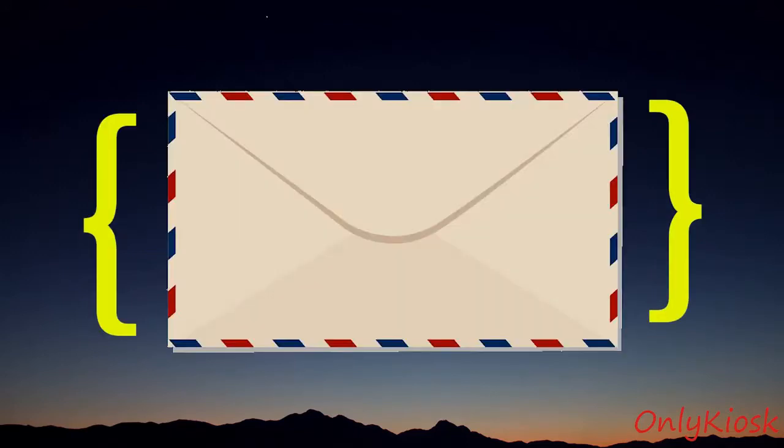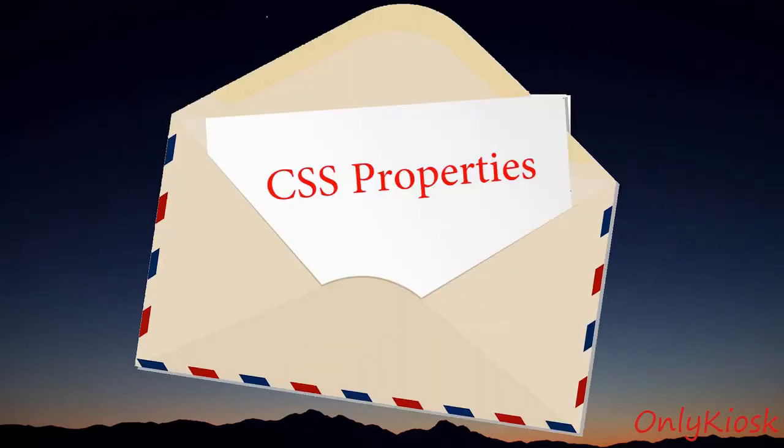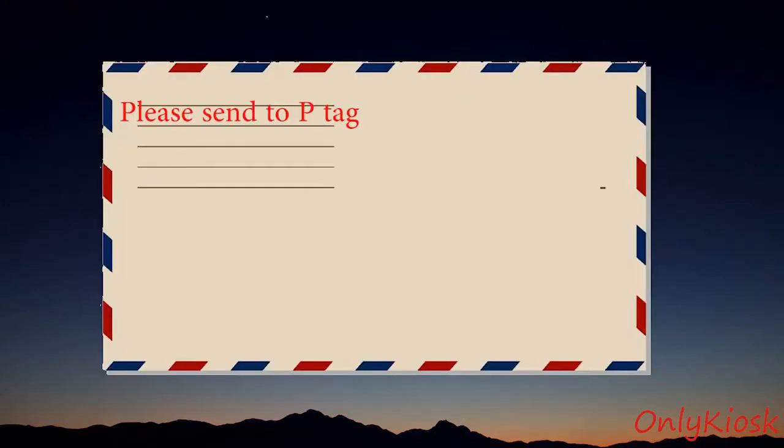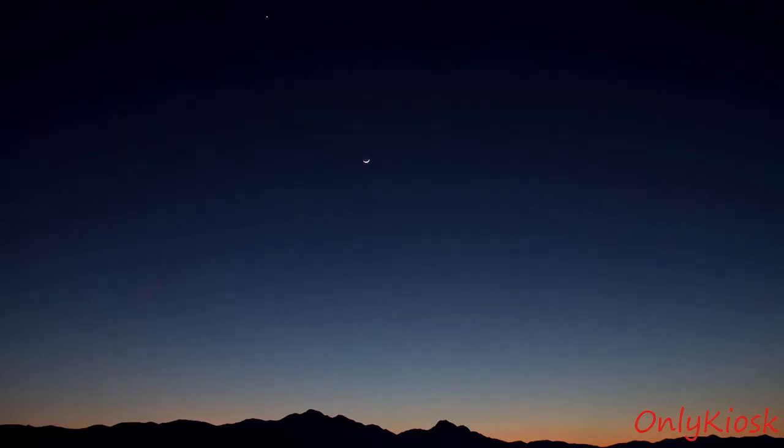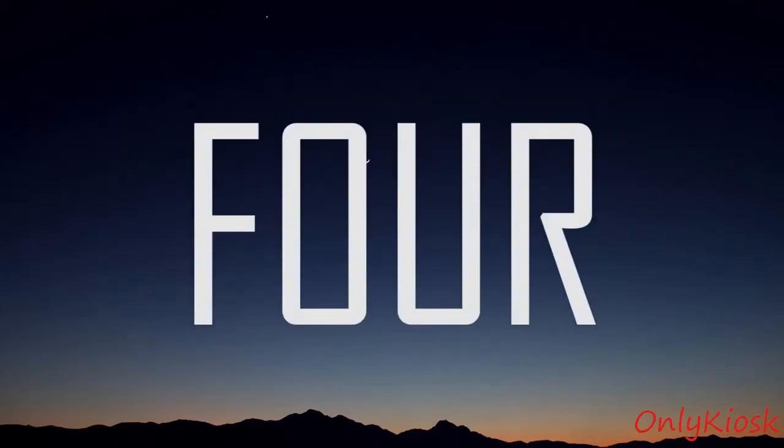You can think of the curly brackets as an envelope. CSS properties are letters to be mailed. CSS selectors are the address written on the envelope. In this lesson, we will learn 4 kinds of CSS selectors.